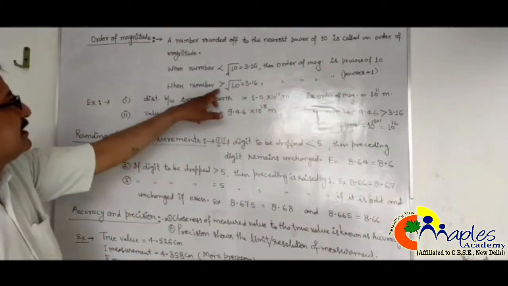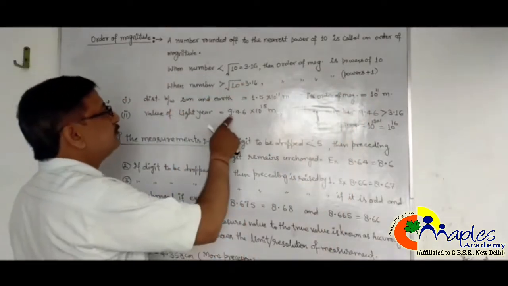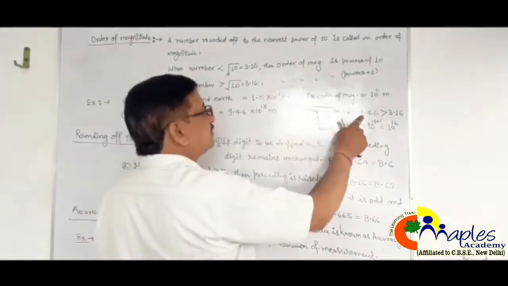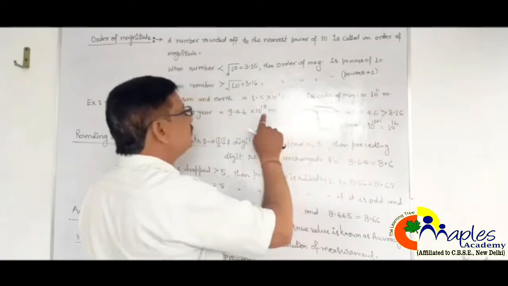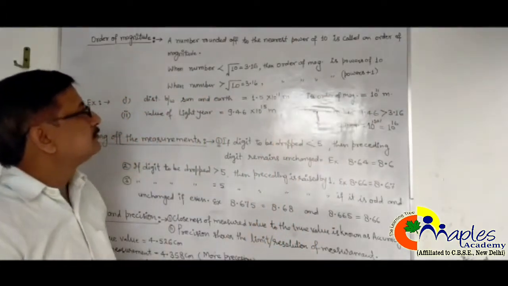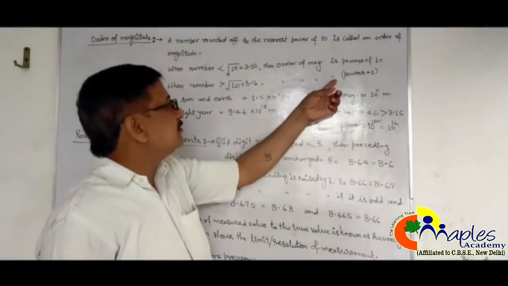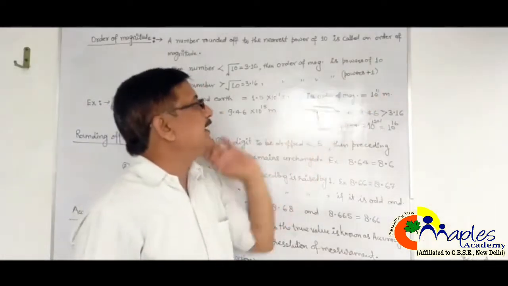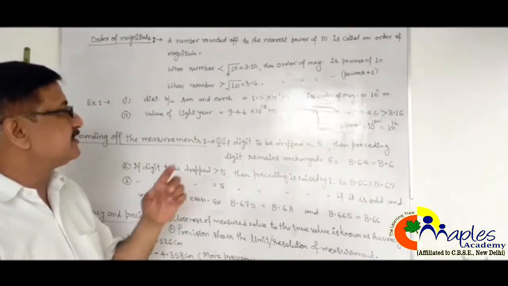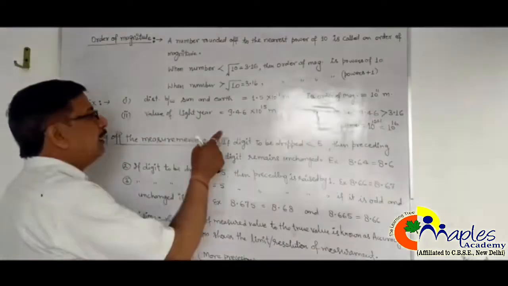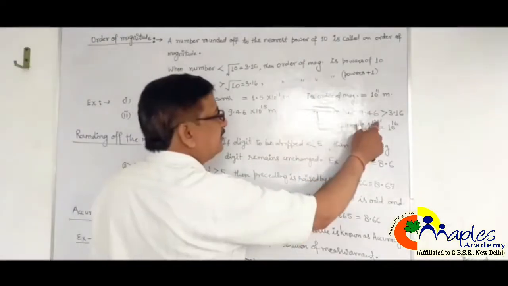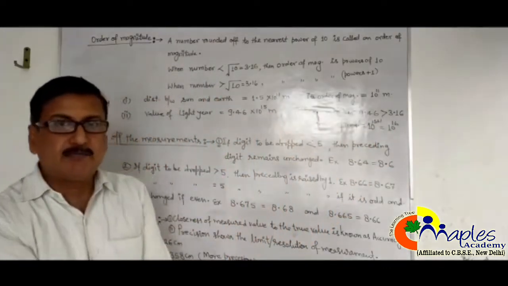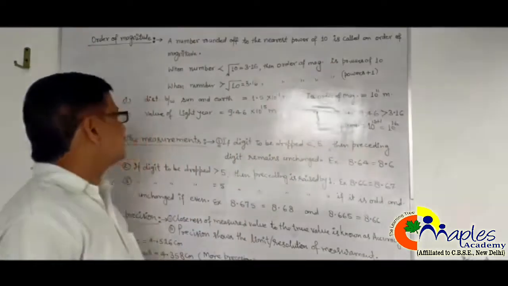And when the number is greater than 3.16, for example 9.46, the number 9.46 is greater than 3.16. So we will add 1. Then the order of magnitude is the power of 10 plus 1. The power of 10 gets plus 1. So the order of magnitude will be 15 plus 1 is equal to 16. Here the power is 15 but 9.46 is greater than 3.16.